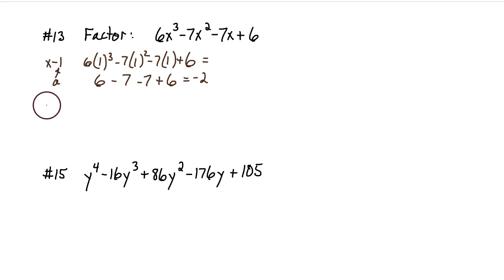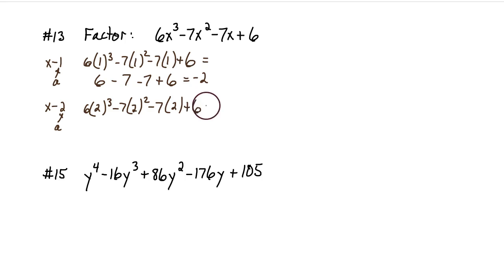Let's simply guess another possible factor of the original polynomial. Maybe it divides evenly by x minus 2, in which case the value of a is a 2. Let's substitute a 2 in place of x and see what happens. Two to the third power is 8, and 6 times 8 is 48. 2 squared is 4, and 7 times 4 is 28. 7 times 2 is a 14, and then the plus 6. 48 subtract 28 is 20, 20 subtract 14 is 6, and 6 plus 6 makes 12. This did not make 0.